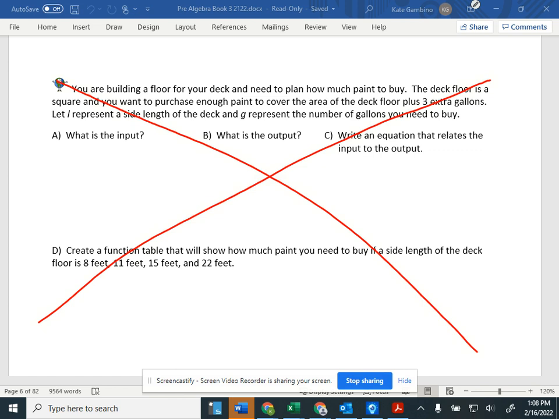This is a power objective, so we need to make sure that we are focusing, especially when the teacher's talking.